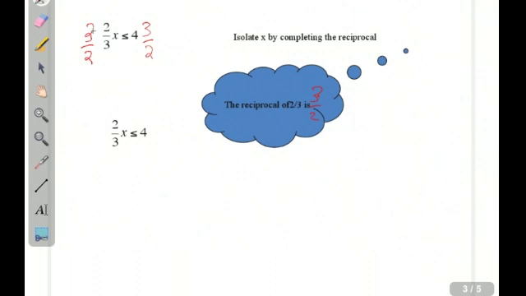What that does, my 2's cancel out, my 3's cancel out, and I'm left with x is less than or equal to the result of 3/2 times 4, which is 12 divided by 2, which is 6. So in this case, x is less than or equal to 6.